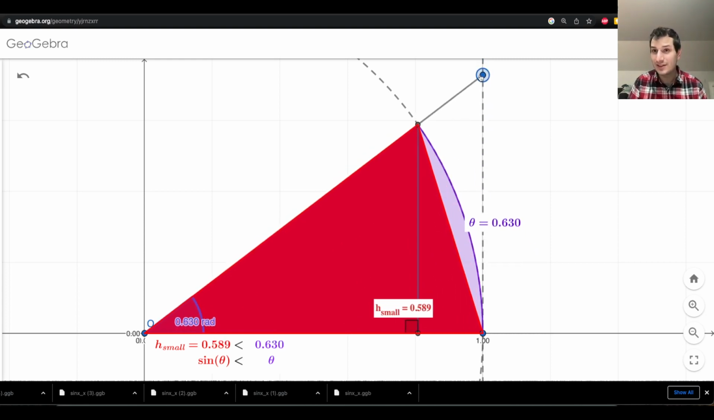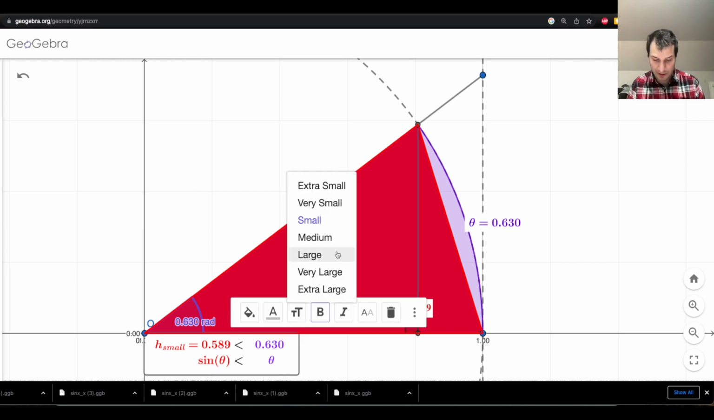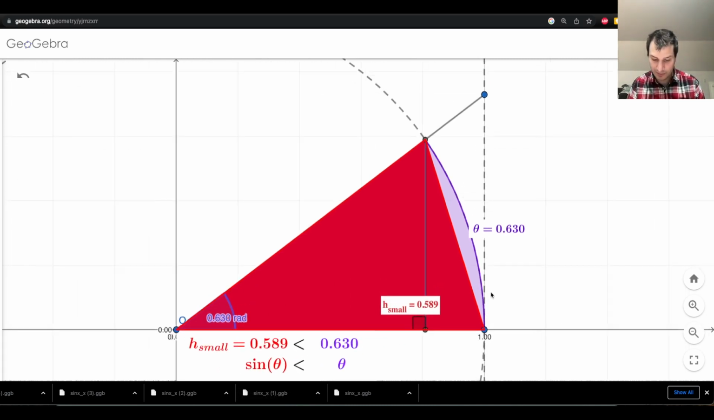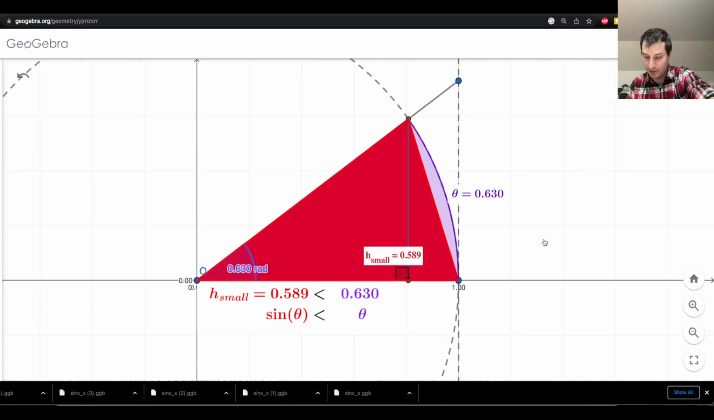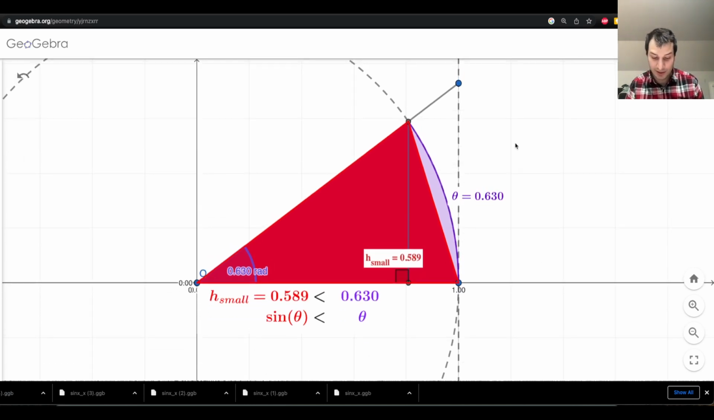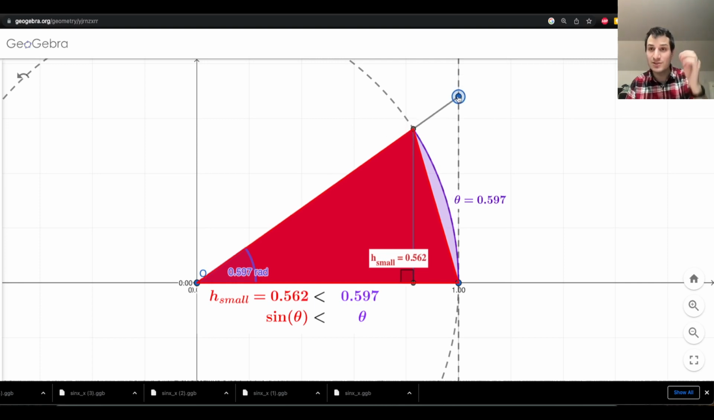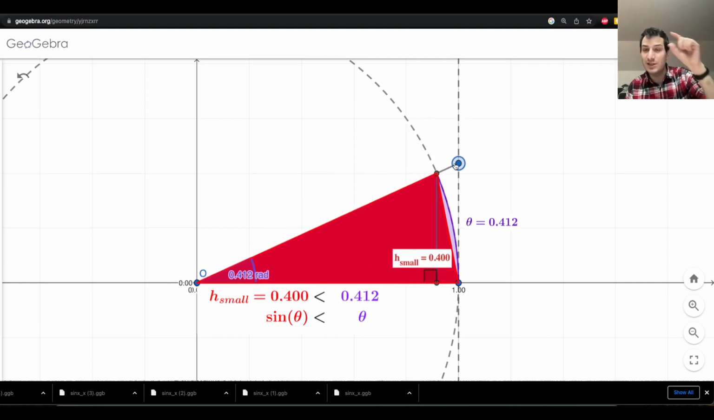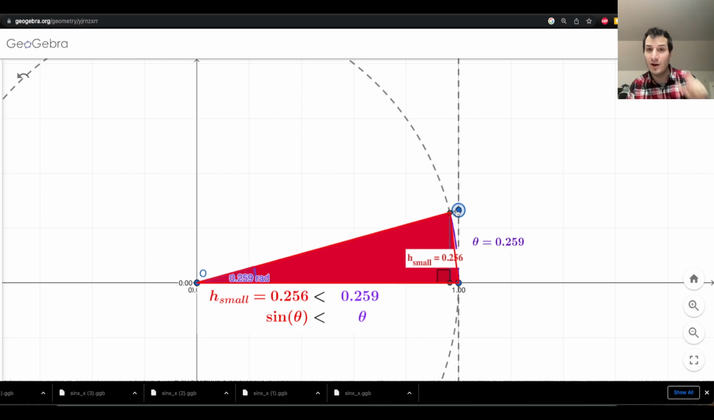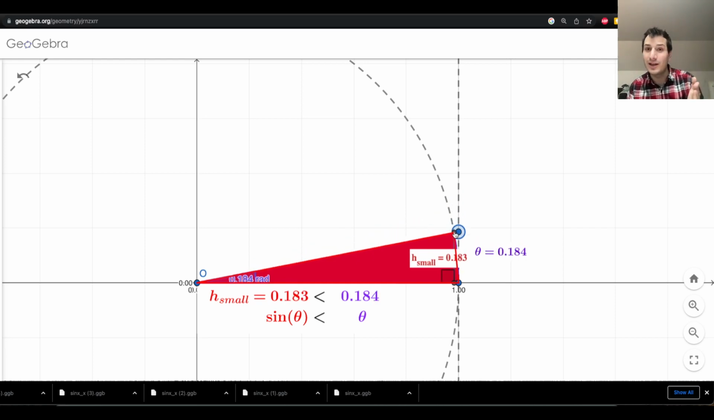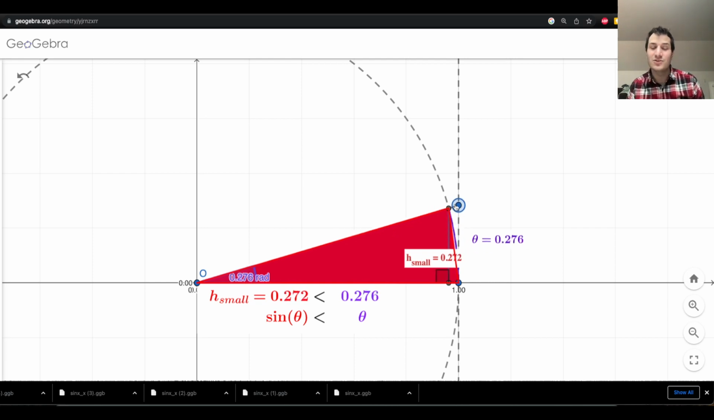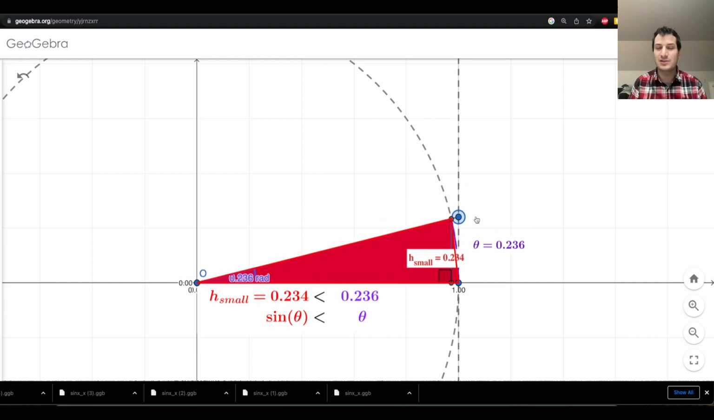So for big triangles like this, there's a big difference. The sine of theta here is 0.589, whereas theta is 0.630, so a bigger difference. But as you shrink theta down, the difference between the height of the triangle and the arc length gets very, very small. So here it's 0.183 and 0.184. They're extremely close together. So the smaller you make it, the more accurate this approximation is.